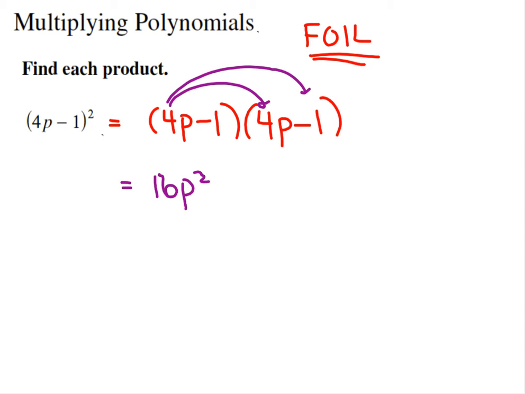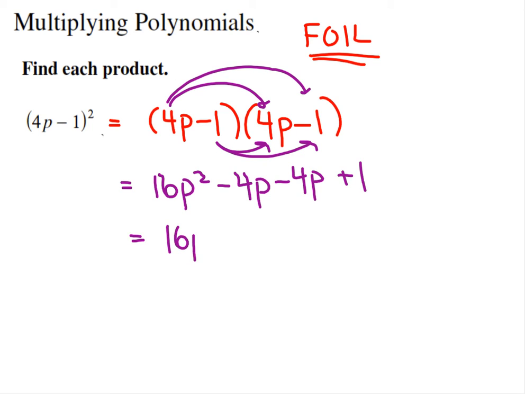Outside, 4p times negative 1 is negative 4p. And we'll head to inside, negative 1 times 4p is negative 4p. And then negative 1 times negative 1 is positive 1. All right, let's get this into standard form. So the first term is left alone. The next two terms are alike, so we combine them to give us negative 8p, and then plus 1.